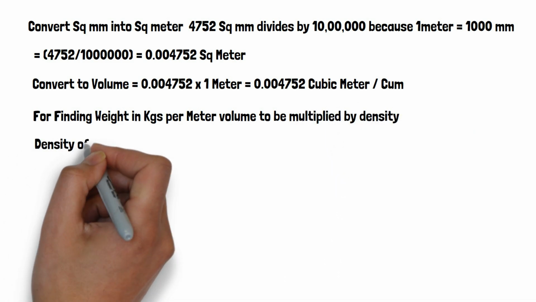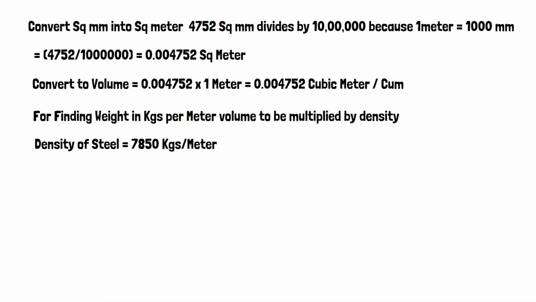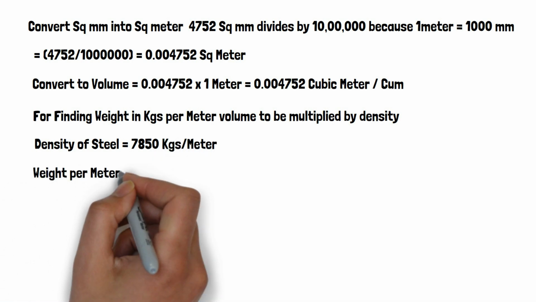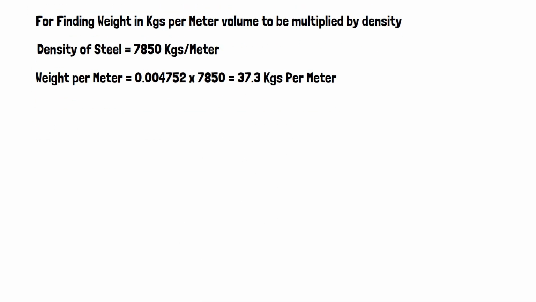Density of steel equals 7,850 kilograms per cubic meter. Finally, the total weight per meter is 37.3 kilograms per meter.